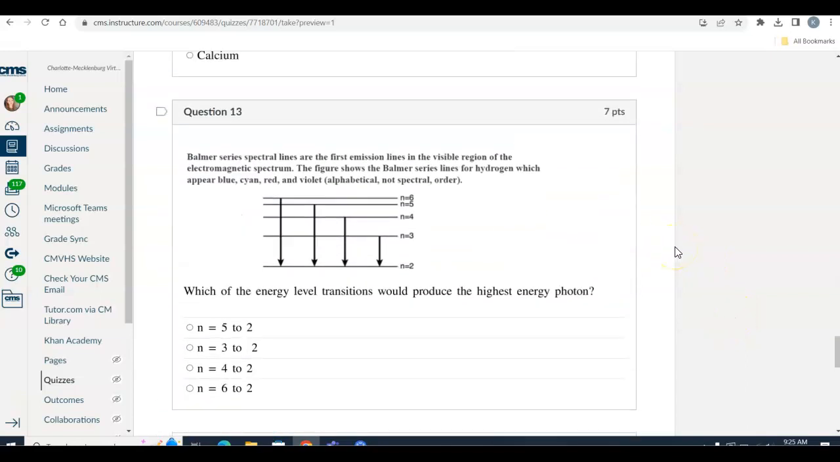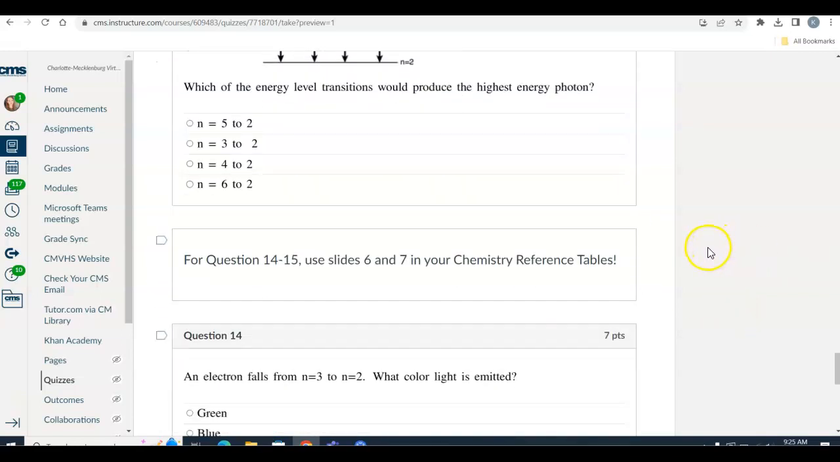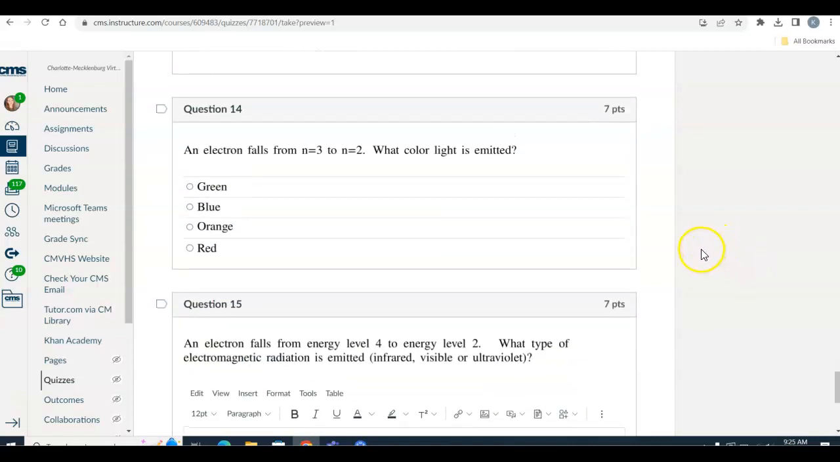All right, number 14. An electron falls from n=3 to n=2. What color light is emitted? We know it's going to fall in the visible spectrum because it's asking us what color light is emitted, but I'm going to go through that process because we have to get the measurement and then figure out the color.